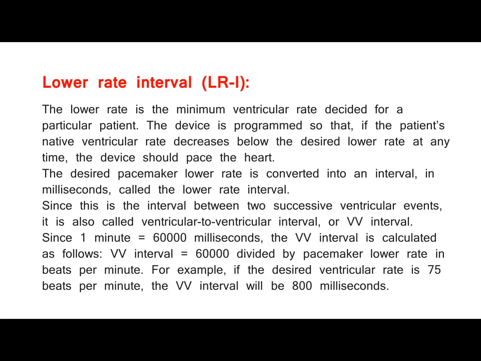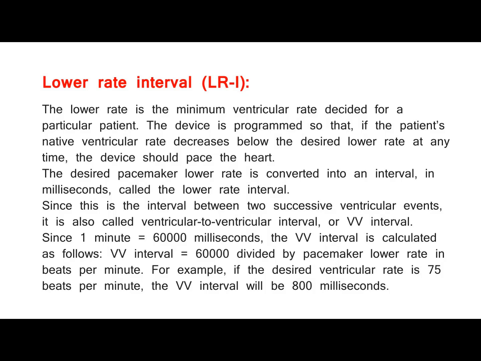The lower rate is the minimum ventricular rate decided for a particular patient. The device is programmed so that, if the patient's native ventricular rate decreases below the desired lower rate at any time, the device should pace the heart. The desired pacemaker lower rate is converted into an interval, in milliseconds, called the lower rate interval.